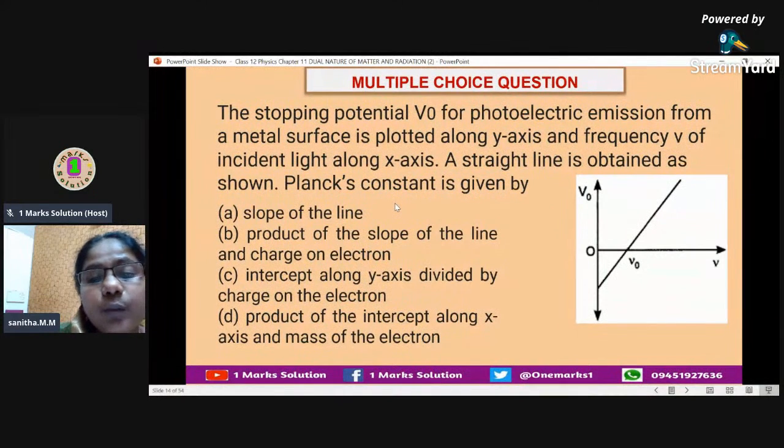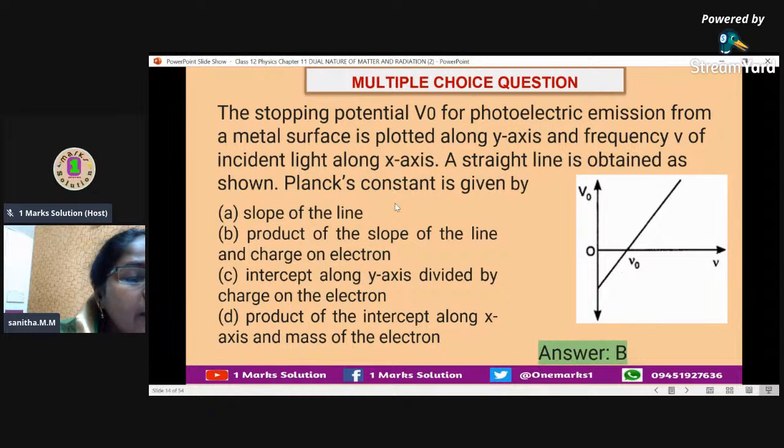Planck's constant, how will you get it from this graph? Great Einstein discussed how we will get Planck's constant from this graph. First of all, we will take the slope. Slope will be h by e, from Einstein's equation. What is h? That is the Planck's constant. So we multiply the slope by the charge of the electron, and you will get the Planck's constant. So the answer is B.